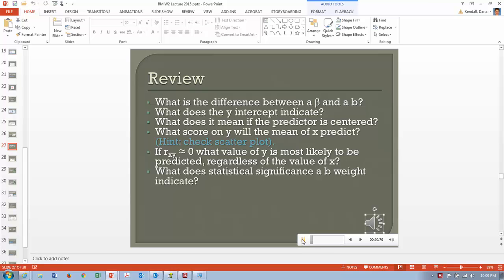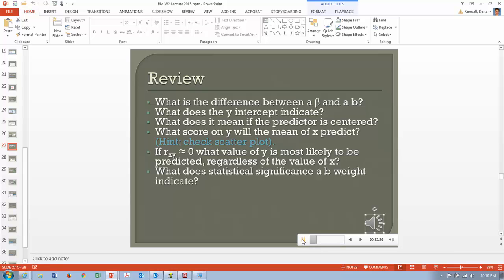And the answer is that the beta weight is the standardized slope, and we can compare beta weights across studies, and the B weight is the unstandardized slope. So it is tied to the units of measurement. With a GRE example, it literally answers the question, as GRE increases by 1 unit, 1 point, what happens to the person's GPA? And so that's in the units of the study.